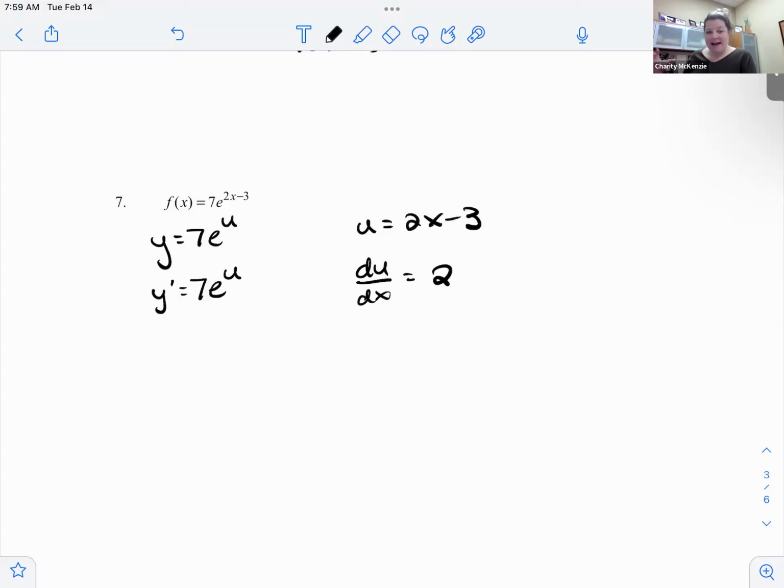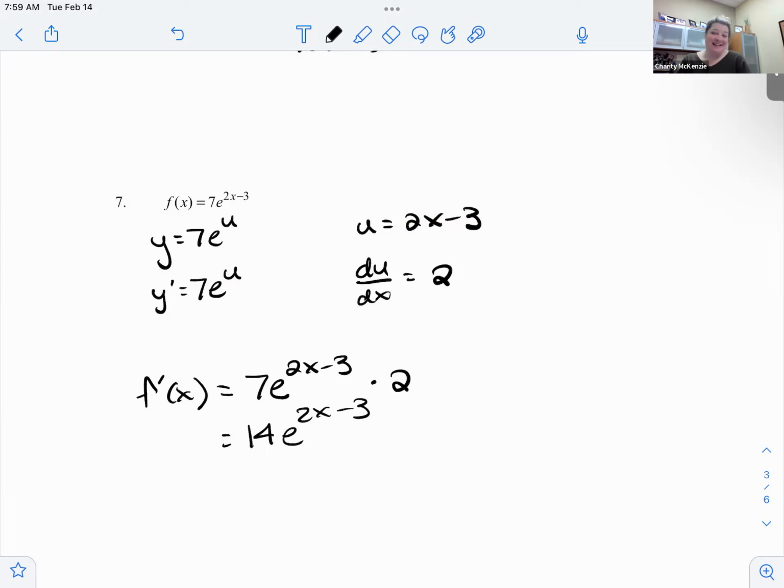So put that together, and the full derivative of the function we're looking at is going to be 7e, and then instead of u, you have to put that in, 2x minus 3, and then times it by 2. Okay, so timesing these two together, always, and adding this u back in. That's all we're doing. Timesing them and putting the u back in. So we can times the 7 and 2 and get 14e to the 2x minus 3. So it almost stayed the same, but you have to times basically that 7 by the derivative of the inside.